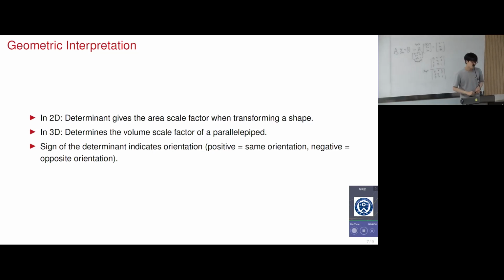I just wanted to briefly talk about some geometric interpretation of this. What is the determinant doing in geometric, graphical terms? I don't feel it's that important, but I just wanted to give you the overall picture of what is happening in graphical terms. So in 2D, that's the 2x2 matrices case, the determinant basically gives the area scale factor when transforming a shape.